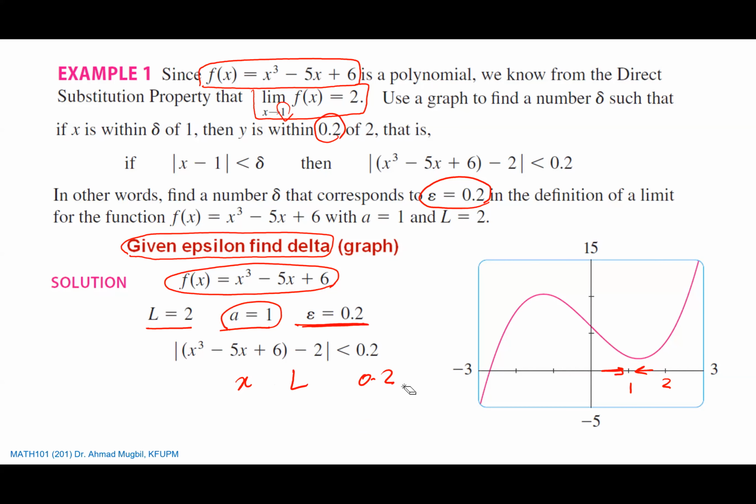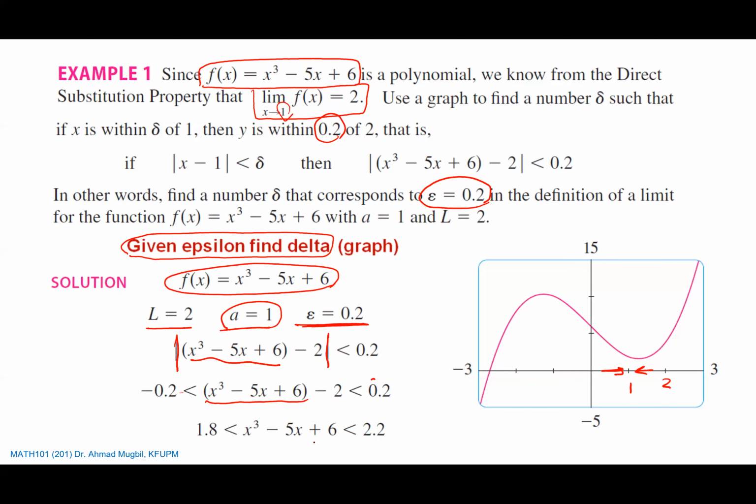What you will do is write it in terms of the definition of the absolute value. This is an absolute value inequality. So without the absolute value, this function minus 2 is less than 0.2 and greater than negative 0.2. Keep this as it is. Move this to the other side, or add 2 to both sides. You will have this. What is this? This is our function. Our function is between 1.8 and 2.2. So this means that y is between these two values, between 1.8 and 2.2.